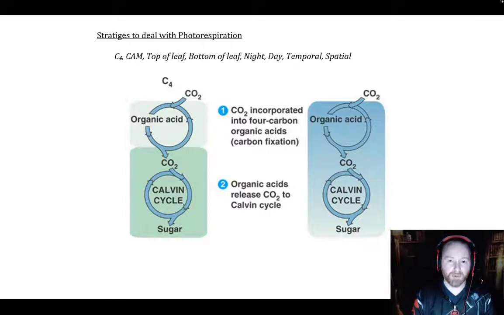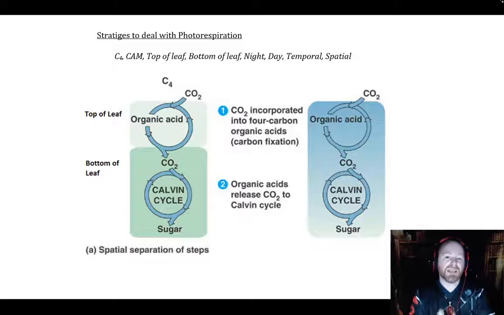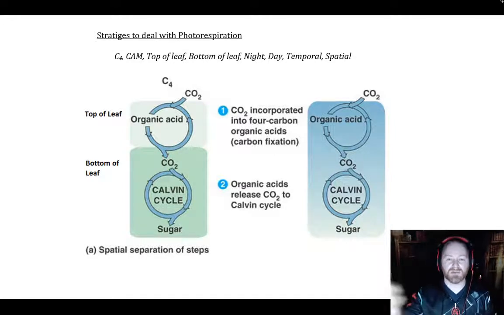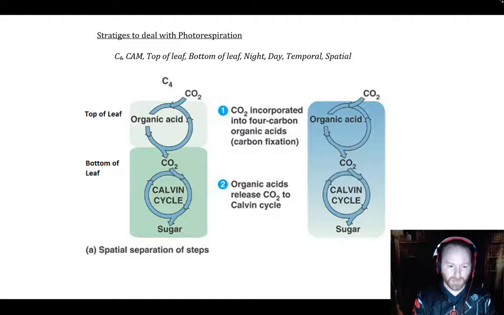So how do they separate these steps? This is the top of the leaf. That's the bottom of the leaf. So two separate cells. So we would say that these are spatially separated, right? They're in two different spaces. CO2 intake occurs at a different physical location than the Calvin cycle. And so C4 plants spatially separate these steps, which removes the likelihood of photorespiration.